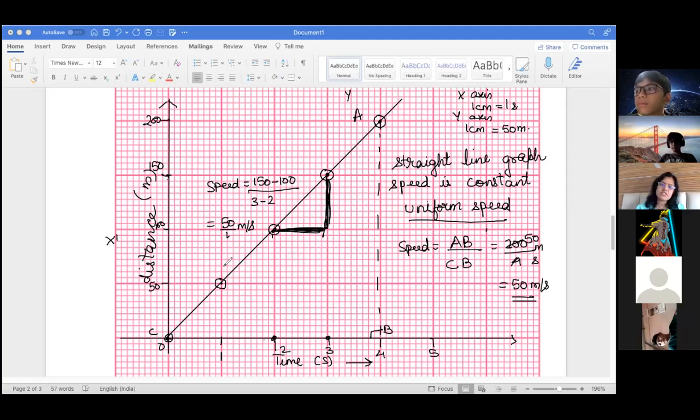So 2 points you take, and this is called slope. This we calculated, the slope of the graph. This is called as, am I audible? Yes.